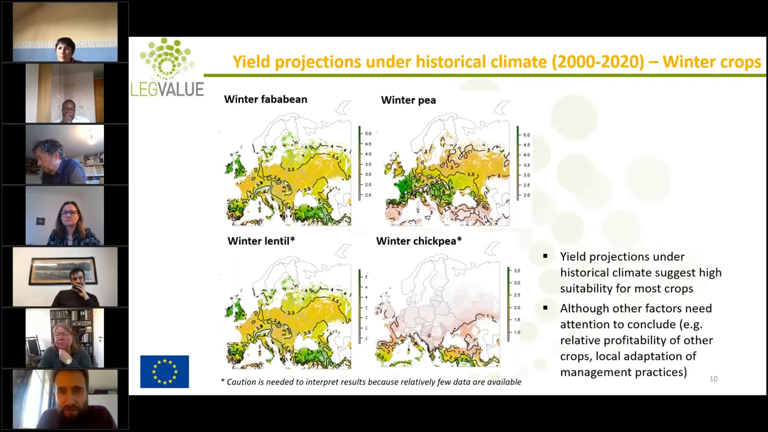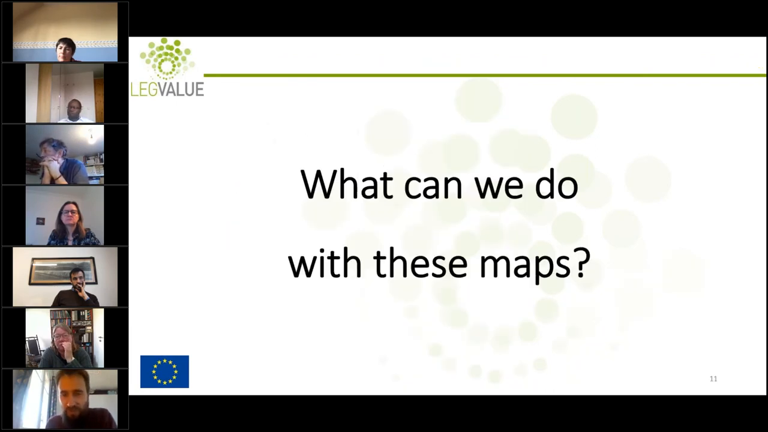Those are the maps for winter crops, and pretty much the same conclusion applies with a good suitability for most crops over Europe and with low data for winter lentil and winter chickpea. Well, now that we have those maps, the question is, what can we do with these maps?